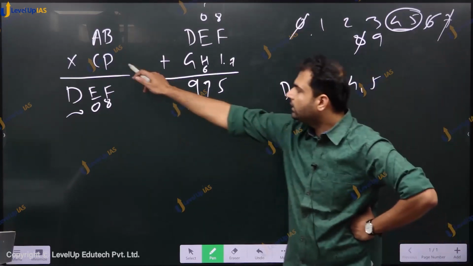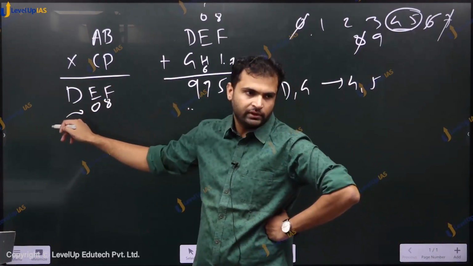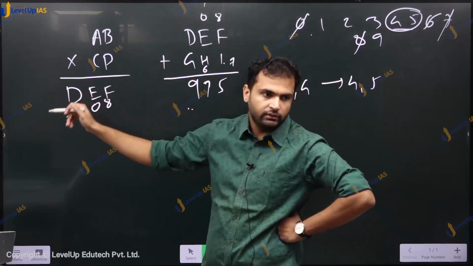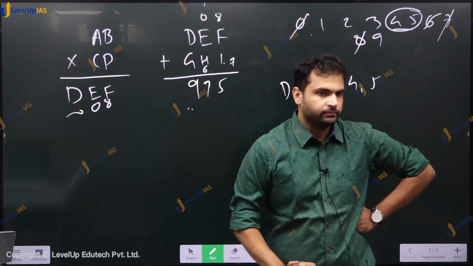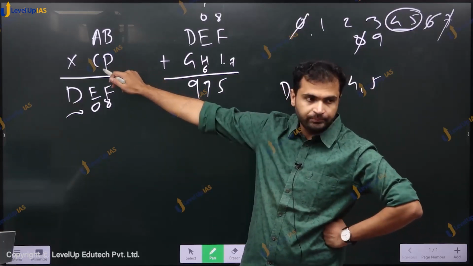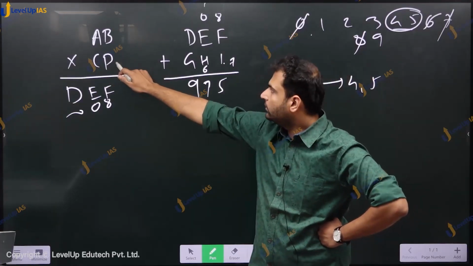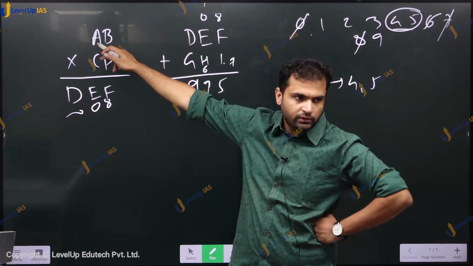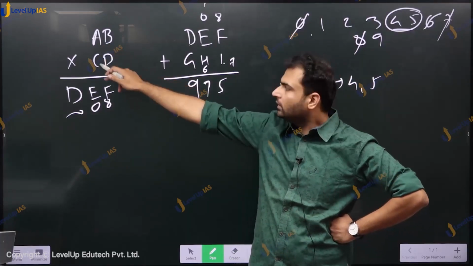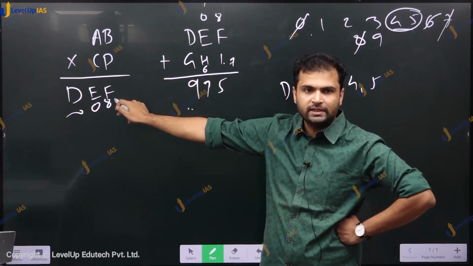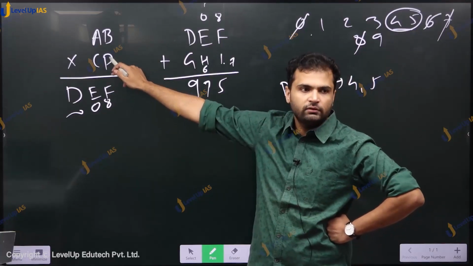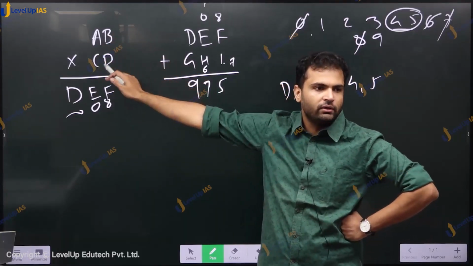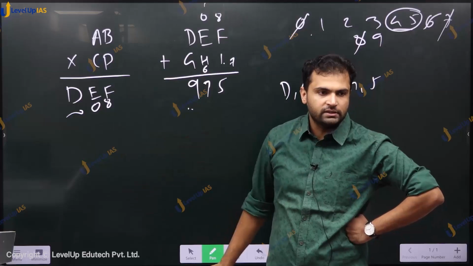Now we have D as 4 or 5. Now, after here we have to come here. Now D is 4 or 5. Now can D be 5? If D is 5, then 5 into something gives us either 0 or 5 at the units place. 5 into anything will give us either 0 or 5 at the units place.